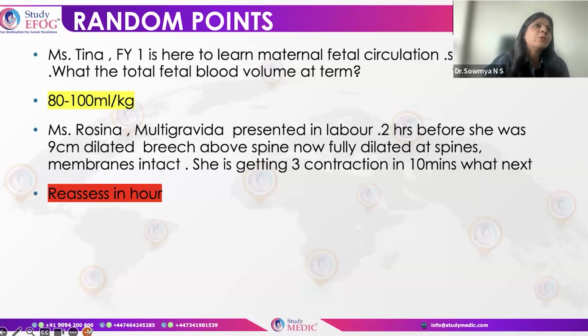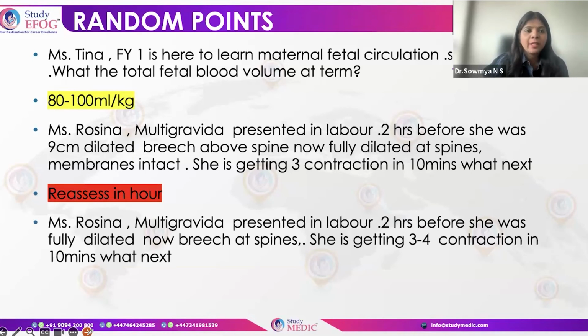And if the breech is not descending to the perineum, then you have to think of cesarean section, because the extended head is one of the main complications. A hyperextended head is very difficult, which can put you at risk of delivering the aftercoming head. The next one: 2 hours before she was fully dilated, now breech at spine, the same lady getting 3 to 4 contractions in 10 minutes.